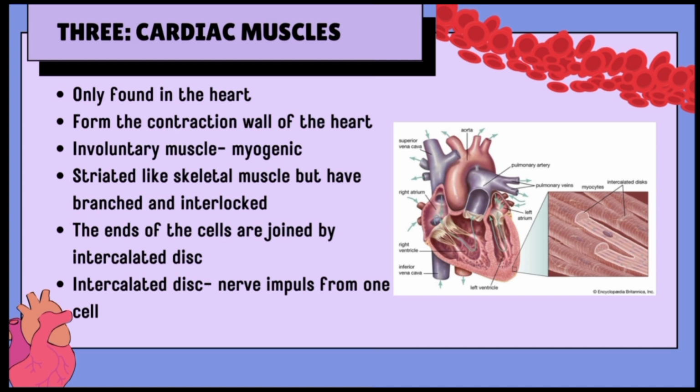Cardiac muscle is also striated like skeletal muscle but has branched and interlocked fibers. At the ends of the cells, they are joined by intercalated discs. What is an intercalated disc? An intercalated disc allows a nerve impulse to pass from one cell to another cell.